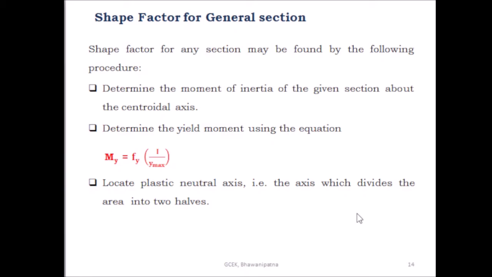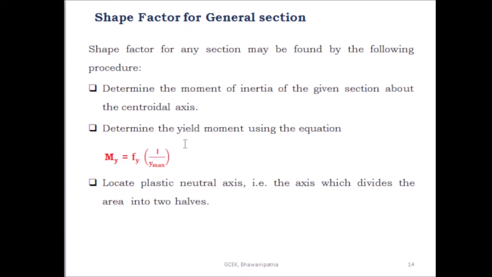Then coming to how to find out the shape factor for a general section. These are the steps. Using these steps, you can find out the shape factor for any section. First, determine the moment of inertia of the given section about the centroidal axis. This is the first step.